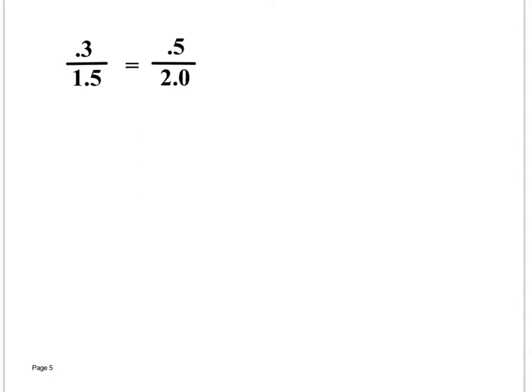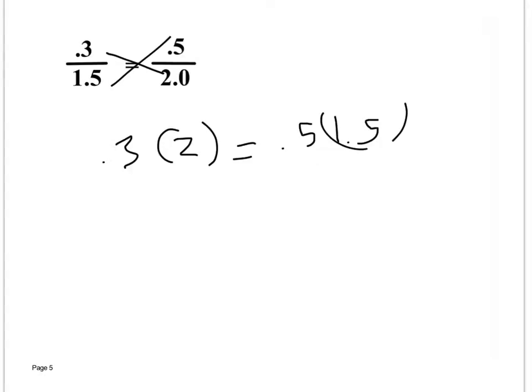Alright, so write this down. We need to use cross products to determine whether these ratios form a proportion. So I cross multiply 0.3 times 2 to see if it's equal to 0.5 times 1.5. 0.3 times 2, what we do is we take 3 times 2, which is 6, move the decimal over 1 time. So 0.3 times 2 is 0.6. Okay, 0.5 times 1.5. What is 5 times 15?